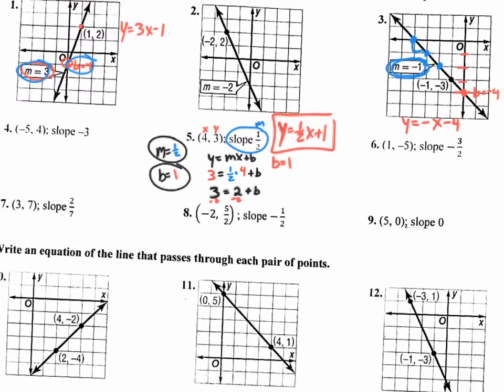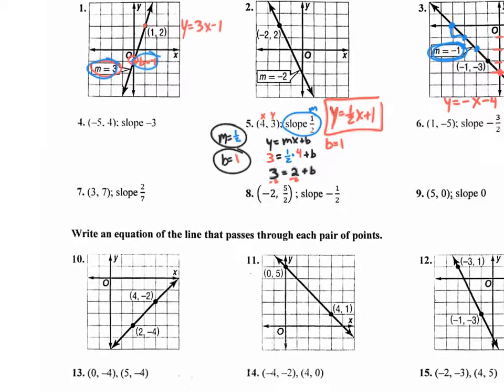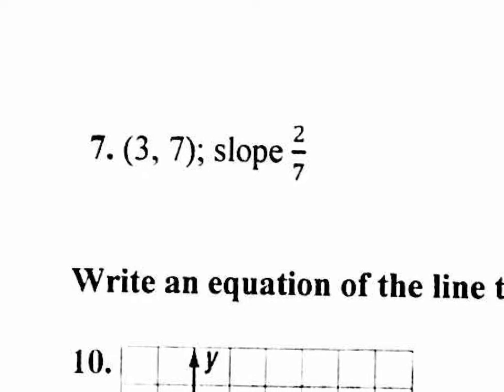So again, we're doing the odd ones. Should we do 7? Should we do 9? What do you guys say? Pick one. 7? Or 7 and 9?